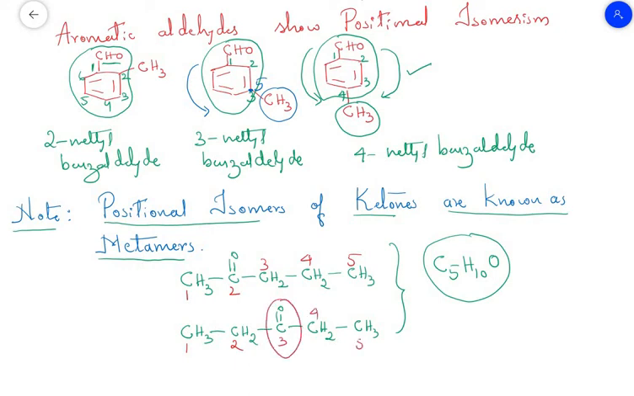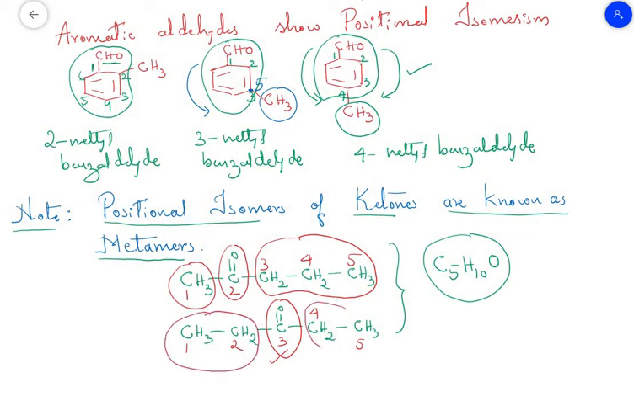So in these compounds, what you can find is that the C double bond O group is present here. Here we have only a methyl group, and here we have an alkyl group which has 3 carbon atoms. Here, with respect to the ketonic group, we have 2 alkyl groups, and here also we have 2 alkyl groups. So how to define metamers?